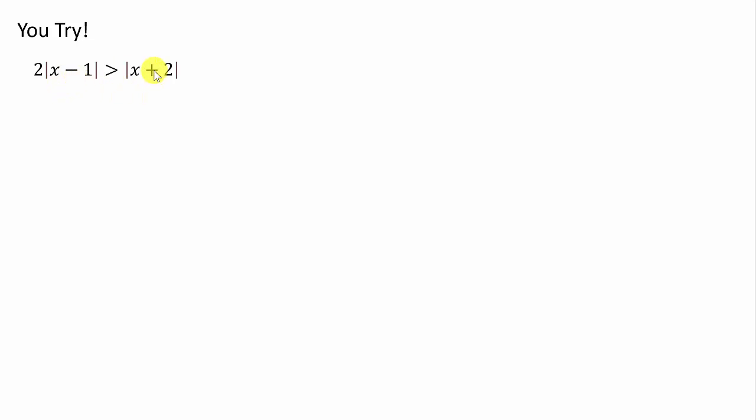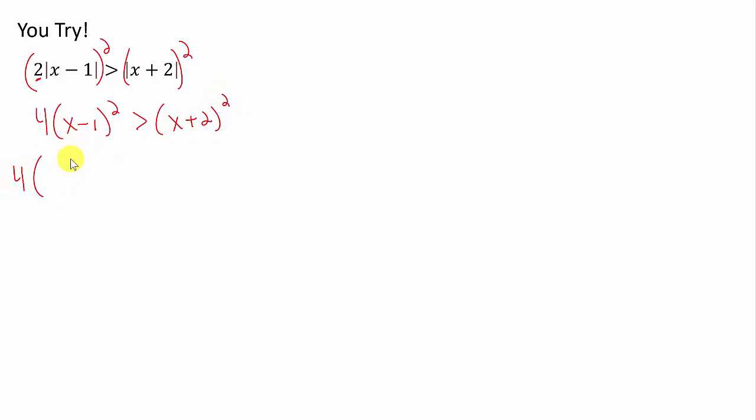Okay, this one has an absolute value on both sides, so I am going to square both sides. Again, remember this 2, it has to be positive, but this 2 can be distributed in here if you want to, so you have it inside your absolute value. Or you can square both sides, but you're going to have to remember that the 2 gets squared also. So when the 2 gets squared, I would have 4, and then I would be squaring my x minus 1 squared is greater than x plus 2 squared.